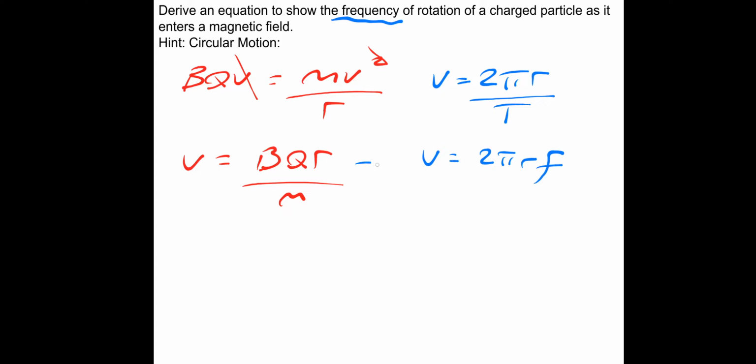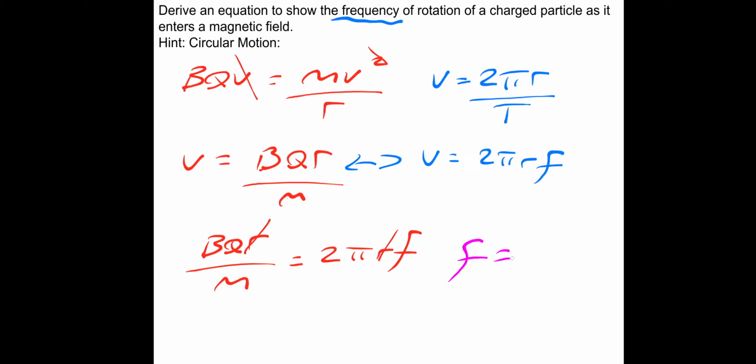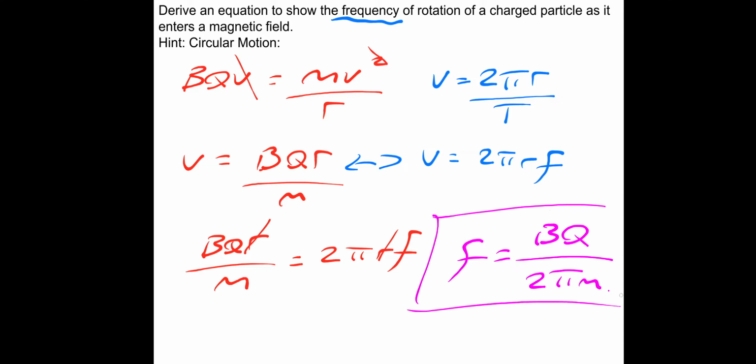Then what we can do is combine these two equations. So we're going to BQR over m equals 2 pi rf. The r's cancel, and we're left with frequency. So frequency is BQ divided by 2 pi m. And that's known as the cyclotron frequency.